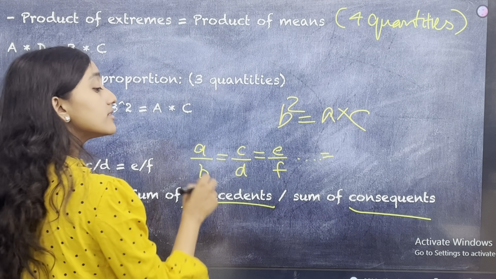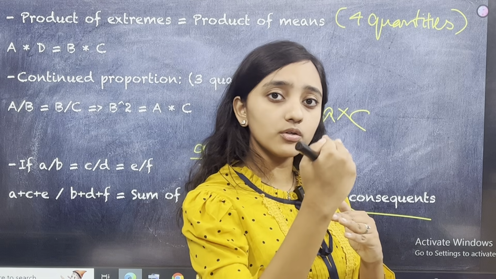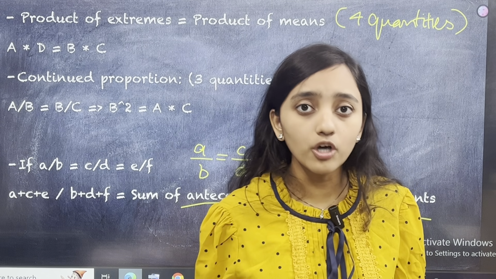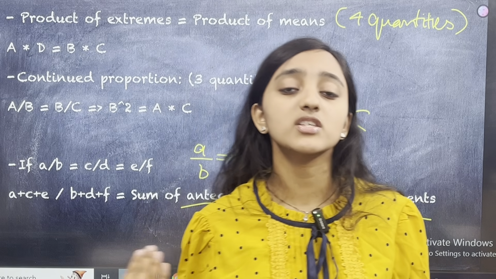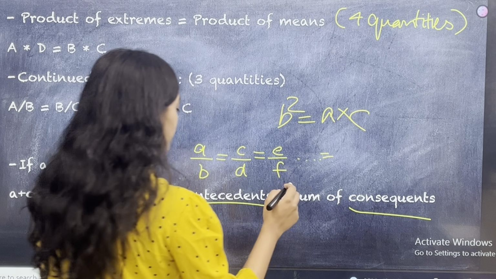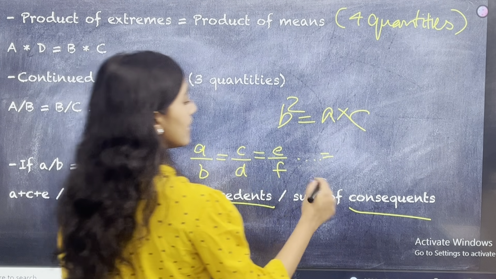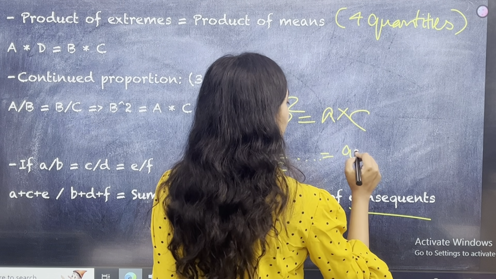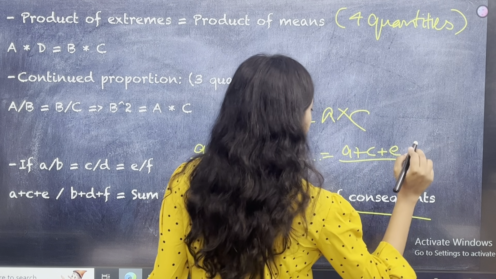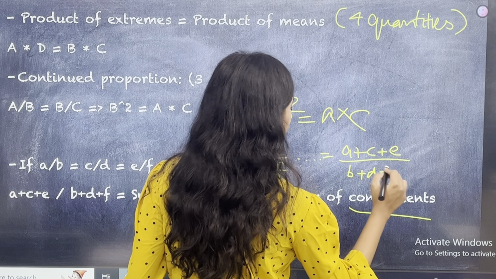Antecedents basically mean the numerators. The numerator, that is the term which is above the dash, is known as antecedent, and the one which is below the dash, which is the denominator, is known as consequence. So the sum of the antecedents, for example, if A by B is equal to C by D is equal to E by F, it will be equal to A plus C plus E divided by B plus D plus F.